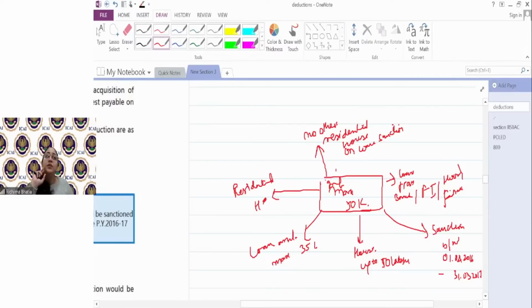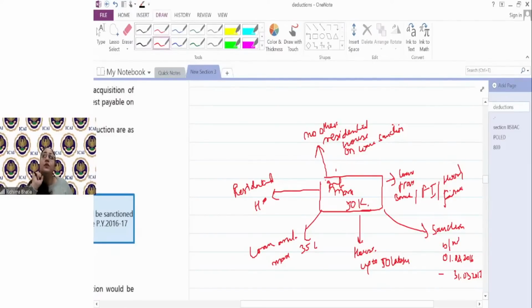If the loan sanctioning period is before or after this period, you don't have to apply 80EE. Only when the loan is sanctioned between this period do you apply it. All these conditions, first, all of them have to be fulfilled. Then an additional interest deduction would be allowed for 50,000.